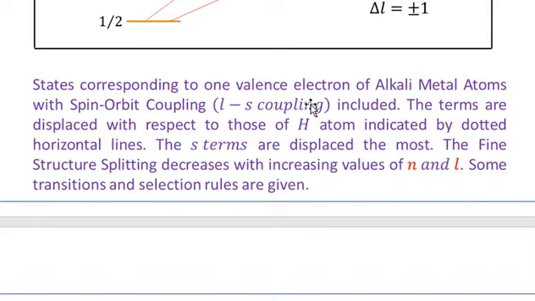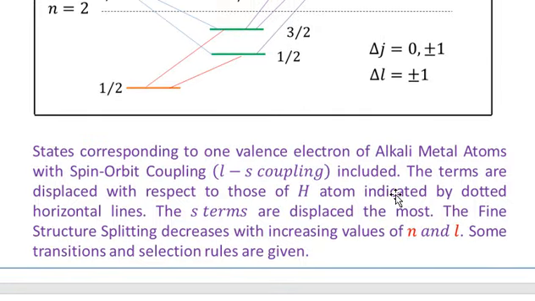States corresponding to one valence electron of the alkali metal atoms with spin orbit coupling, that is LS coupling. That is the interaction of the orbital magnetic moment with the spin magnetic moment, or more precisely the interaction of the magnetic field Bl with the spin magnetic moment of the atom. The terms are displaced with respect to those of the hydrogen atom indicated by the dotted horizontal lines. The S terms are displaced the most. The fine structure splitting decreases with the increase in values of N and L.